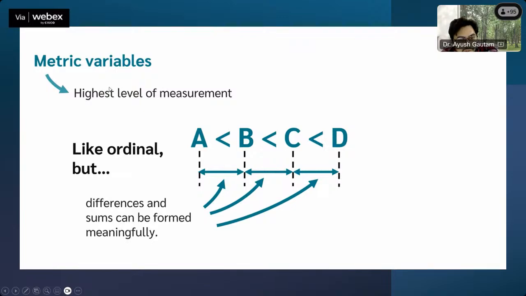Then what are metric variables? Differences and sums can be formed meaningfully. It means the difference between C and D is equal to the difference between B and C, or they are in a right ratio. That means the difference has to be defined. If the difference can be defined between these entities, then that is called metric data. Metric data includes both interval and ratio data.